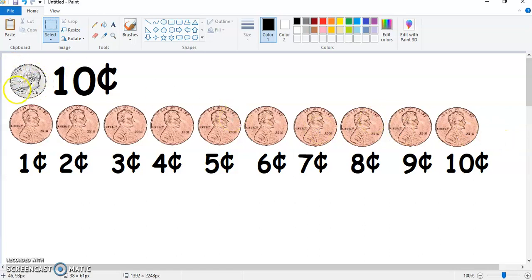But when we see a dime, we know that that's just 10. Remember, it's kind of like how if we have a 10 frame, we know that that's just 10. Same thing. With our dime, we know that that's just 10. Here we have 10 pennies. We can see that there are 10 pennies in 1 dime.